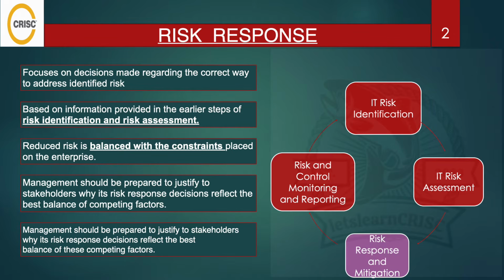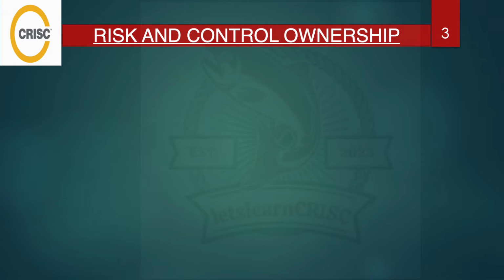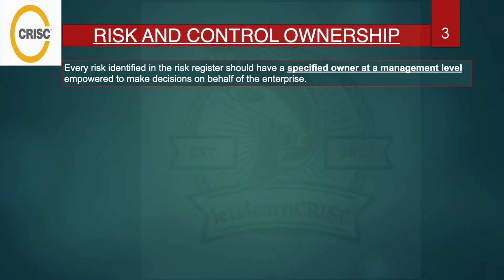Moving next, let's discuss risk and control ownership. In risk and control ownership, the first point states that every risk identified in the risk register should have a specific owner at a management level, empowered to make decisions on behalf of the enterprise. Friends, assigning ownership, right, to the identified risk is a fundamental aspect of effective risk management, right?